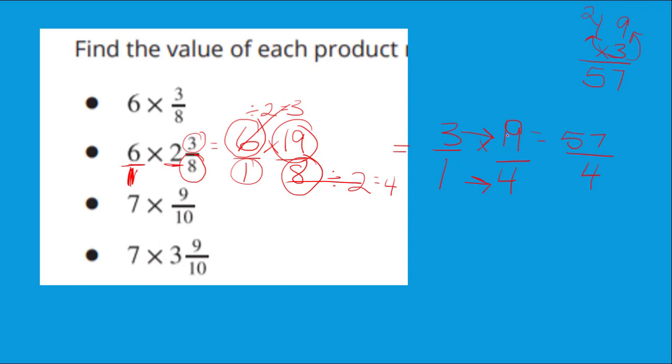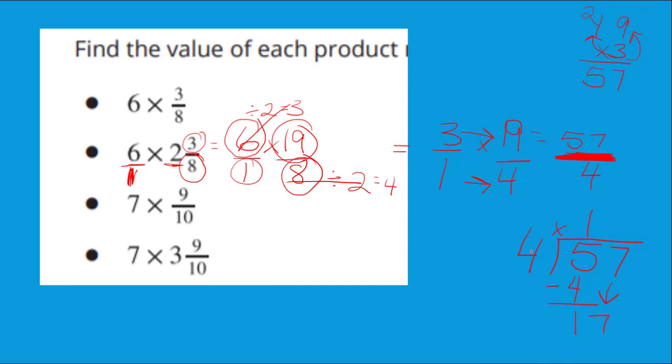Step 3, we're going to simplify because this is improper. 57 divided by 4. Bottom dog outside the house, top dog inside the house. Can 4 go into 5? How many times? 1 time. Multiply. 1 times 4, 4. Subtract. 5 minus 4 is 1. Bring down.